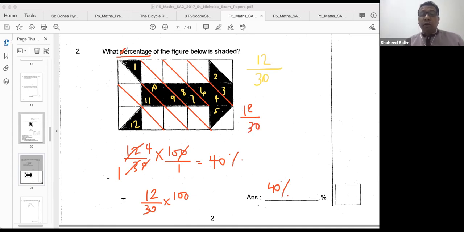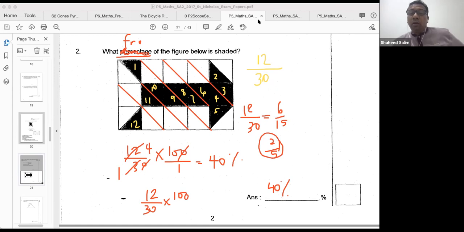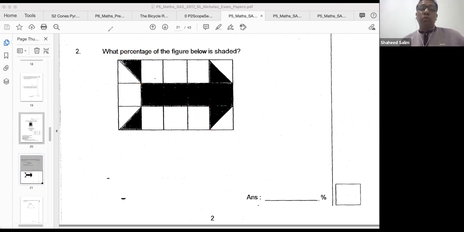If they don't write like that, they say, what fraction of the figure is shaded? So the answer is 12 over 30, but must reduce to lowest terms. Divide by 2, you get 6 over 15. Then can divide by 3, you get 2 over 5. This is now the fraction. You take this fraction times by 100, so you get 40%. Okay, never mind, we move on. You must know how to do this.